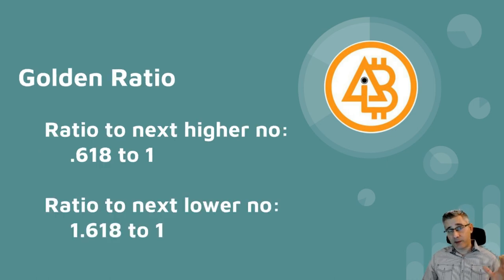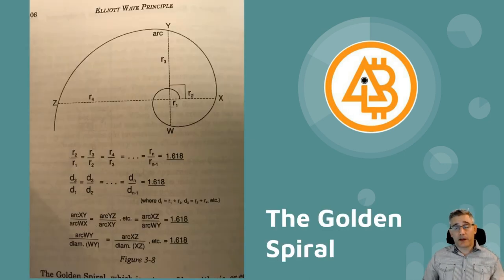So what they found is there was a very predictable ratio between any number and the number next to it to the right or to the left. The ratio to the next higher number is 0.618 to 1, and the ratio to the next lower number is 1.618 to 1. Now here's where it gets interesting.